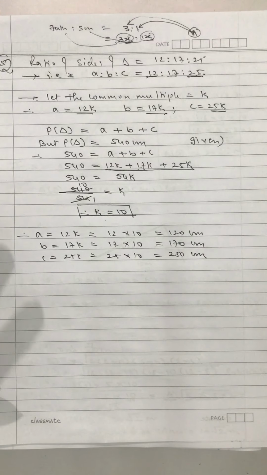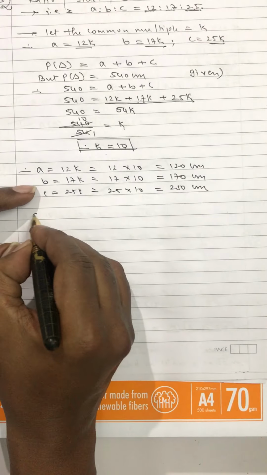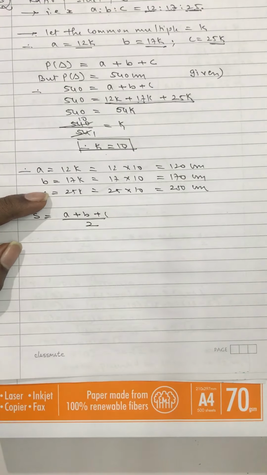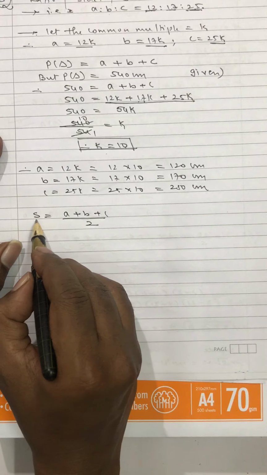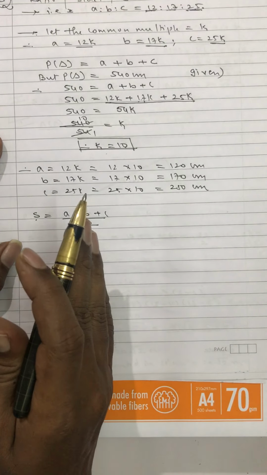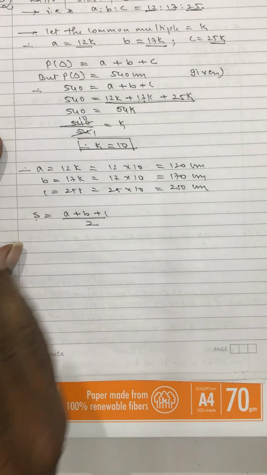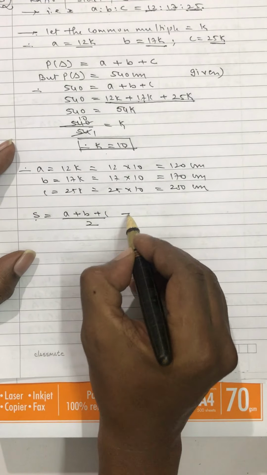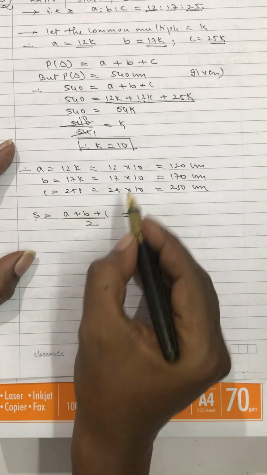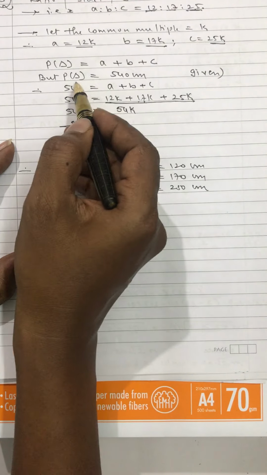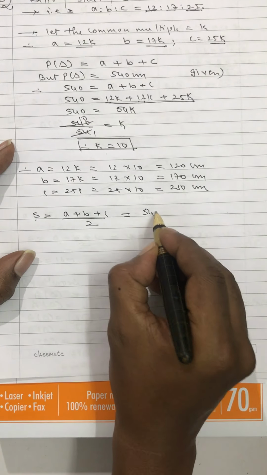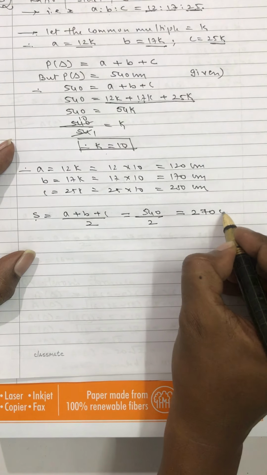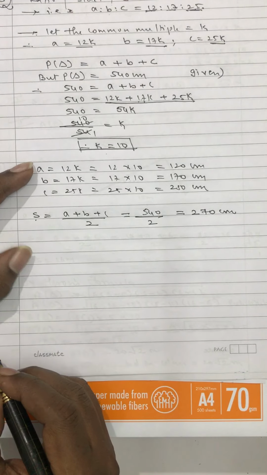Now the same Heron's formula. For proceeding with Heron's formula, first I have to find S. S is equal to A plus B plus C upon 2. Remember, S is nothing but the semi-perimeter. Semi-perimeter means half of the perimeter. Semi means half. Semi-circle means half of a circle. So A plus B plus C, the perimeter, I have already known. Perimeter is given to me, 540 upon 2. That will give me 270 centimeter. This is the semi-perimeter I have got.